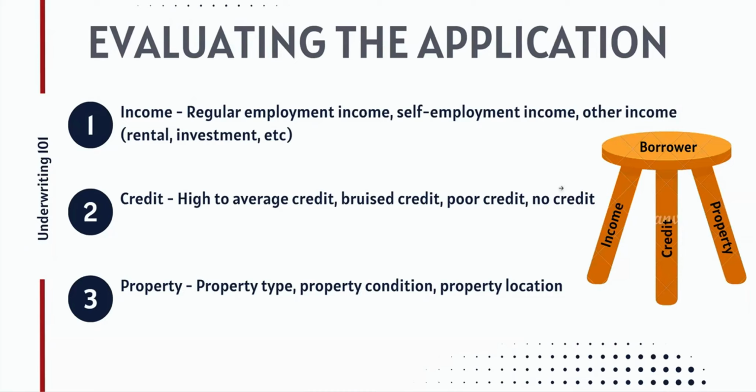So you need to look at all 3 aspects of your application: the income, the credit, and the property. If all 3 are strong, you can probably go to an A lender. If, say, your property and your income are strong, but your credit's not so great, you may have to go to a B lender. And then, say your income and your credit are both not very good, but it's a good property in a good location, then most likely private is what you're going to have to consider.